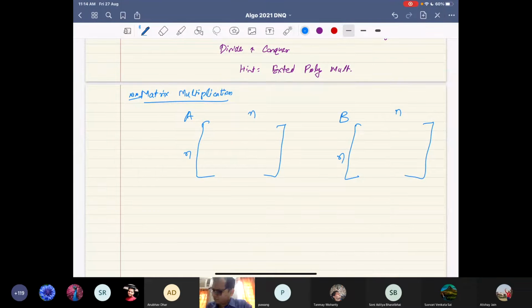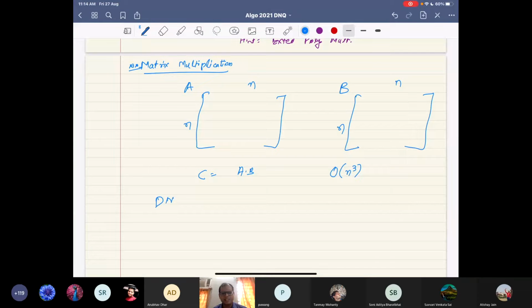So what is the complexity of matrix multiplication? N cube. Good. So its complexity is n cube. The question is then, how would you apply divide and conquer? What can you do with the matrices? So you can divide into upper triangular and lower triangular. No. Do something else. Can we divide it into 4 parts? 2 cross 2.